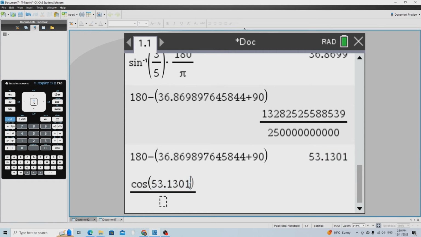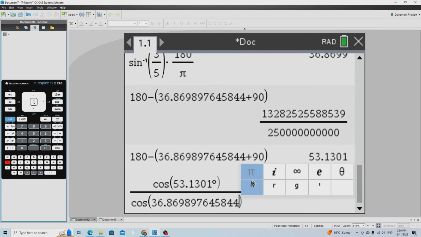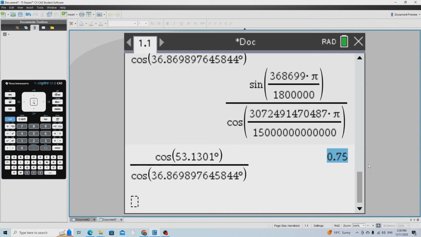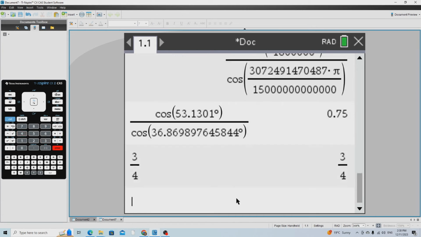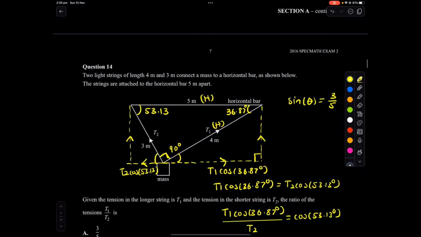So I'll put that over here and put it in degrees. And cos of 36 over here in degrees. And we get 0.75, which is, from all those answers, 3/4 if I'm not mistaken. 3/4. Yes, so choose B as your answer.